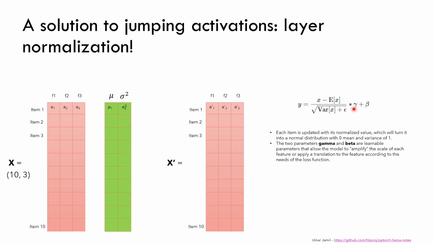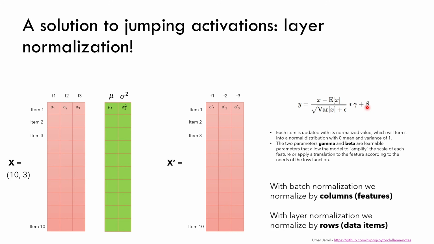And each of these numbers is then multiplied with two parameters. One is gamma and one is beta. They are both learnable by the model, and they are useful because the model can adjust this gamma and beta to amplify the values that it needs.